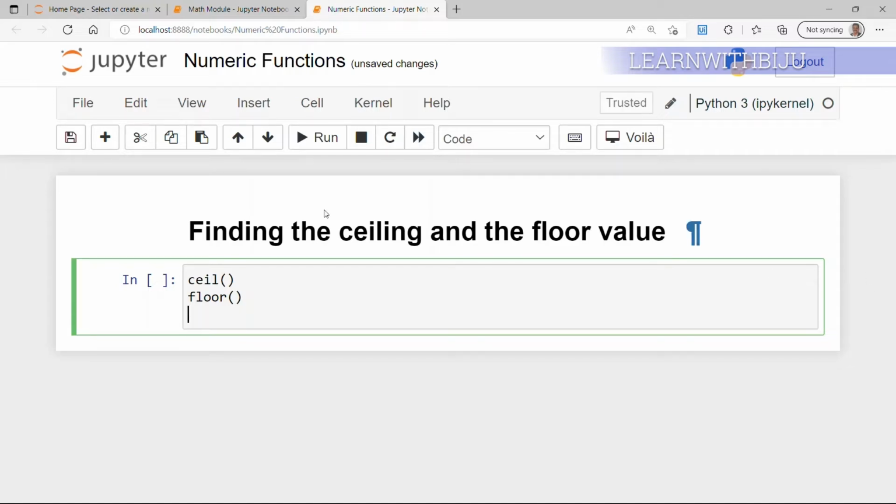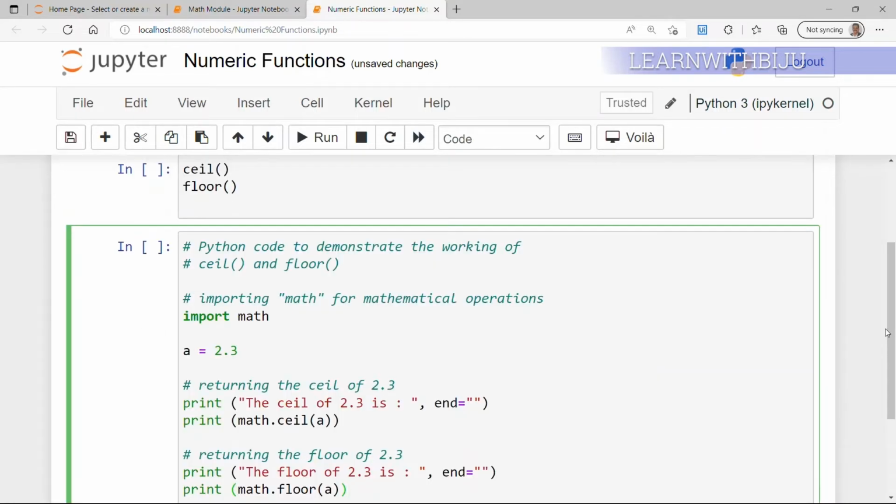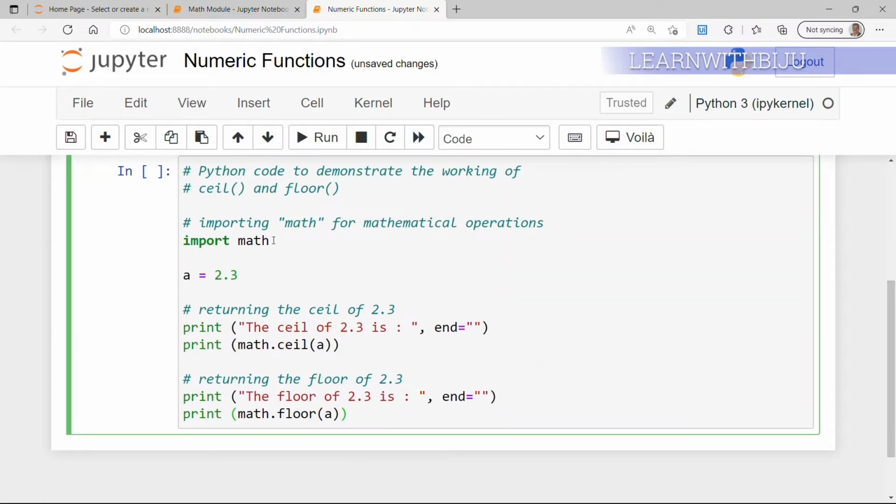Okay, let's try to make an example of this. I'm going to show you code to demonstrate the working of ceil and floor. So first of all, we need to import the math library, and we have a variable called a, and we give the value 2.3. So what is the ceil of 2.3? The ceil value means the smallest integral value greater than the number. The smallest integral value greater than 2.3. So what should that be?